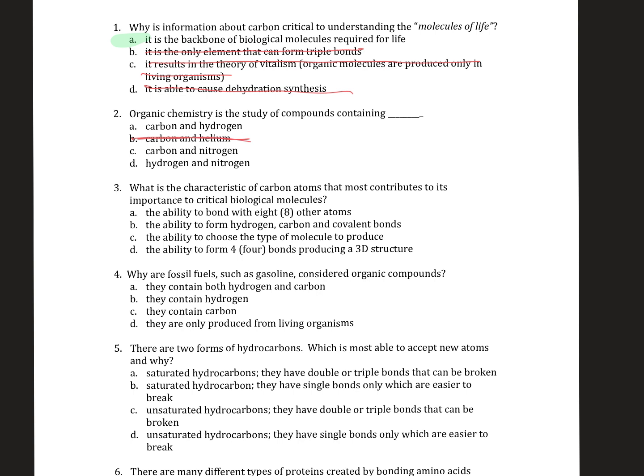If you chose B, again, why? Oh, did I give you your answers? I haven't given your answers back.